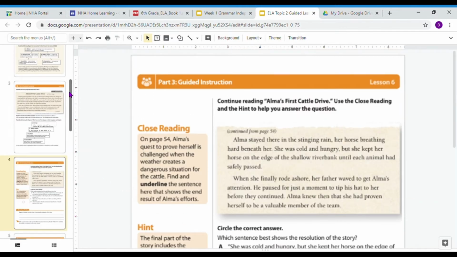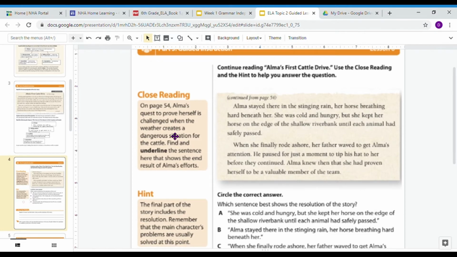Alma stayed there in the stinging rain, her horse breathing hard beneath her. She was cold and hungry, but she kept her horse on the edge of the shallow river bank until each animal had safely passed. When she finally rode ashore, her father waved to get Alma's attention. He paused for just a moment to tip his hat to her before they continued. Alma knew then that she had proven herself to be a valuable member of the team.